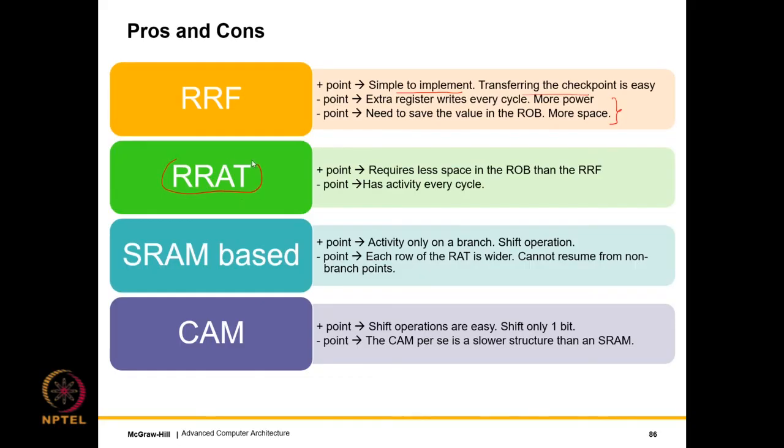What you should instead use is an RRAT, where you require less space, but the point is that transferring the checkpoint etc. is much faster, because you are dealing with mappings and not with values. It still has activity every cycle. If you are not happy with activity every cycle, you just want to have it on a branch, well then use an SRAM based RAT checkpointing scheme.